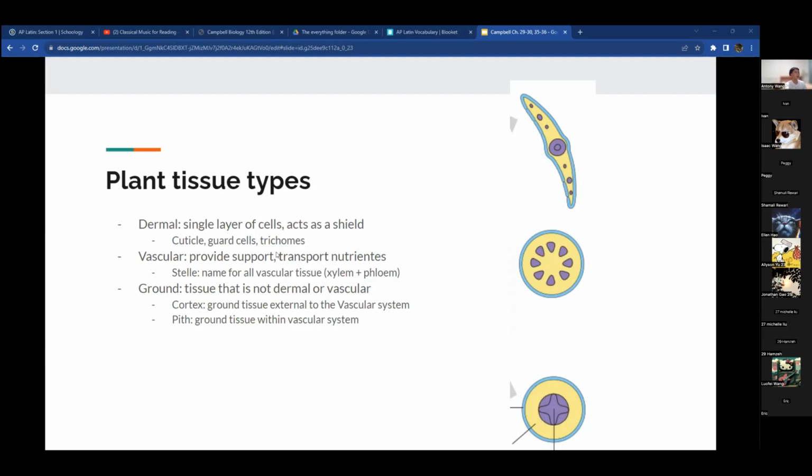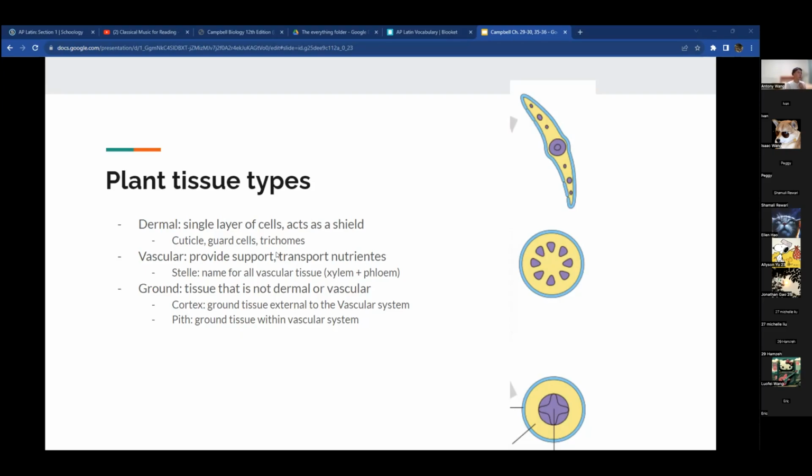And trichomes. They're like secreting cells, though they're not always secreting cells. They defend against herbivores. They can secrete toxins, or they might be like spikes or something. It's a defensive mechanism. That's basically what you need to know.